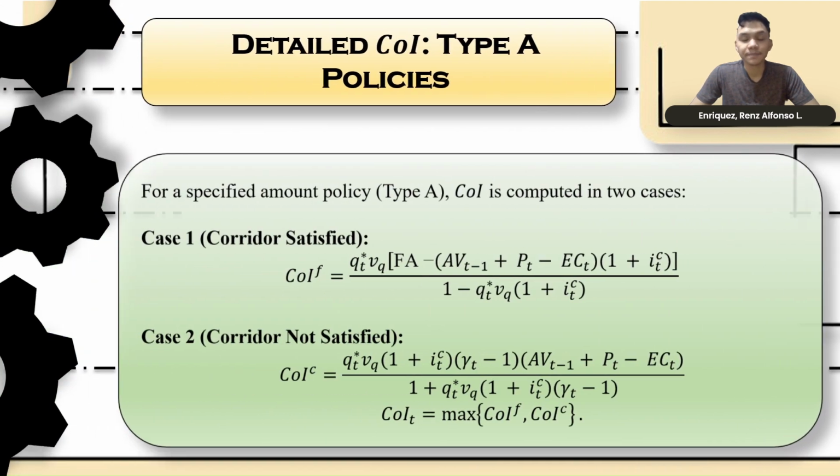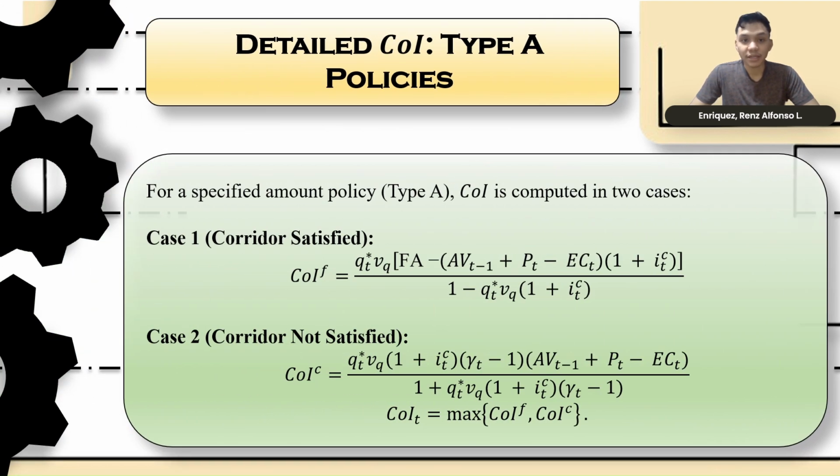For the next slide, for a policy with a fixed death benefit, which we call Type A, the insurer calculates the COI in two ways.